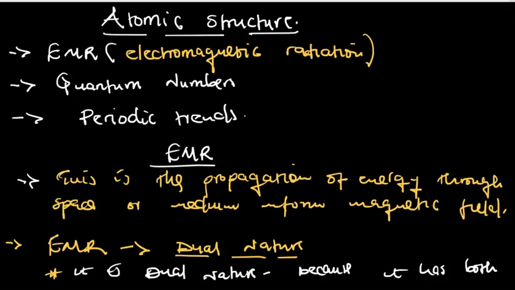So now, in starting, first we need to consider EMR, which is the electromagnetic radiation, and we have defined this as the propagation of energy through space or a medium in the form of either magnetic fields or oscillating particles.